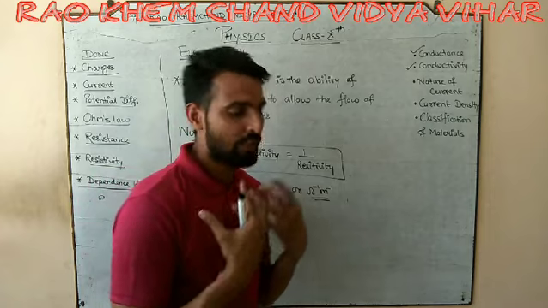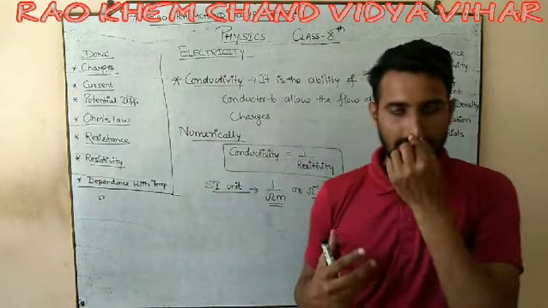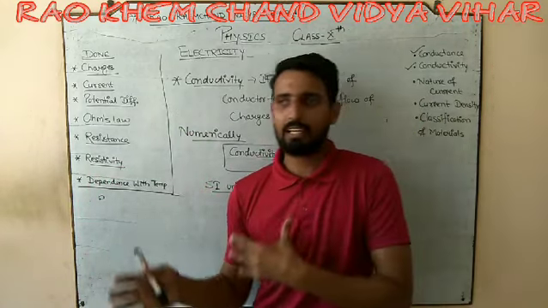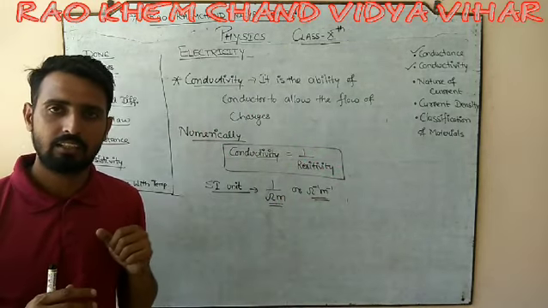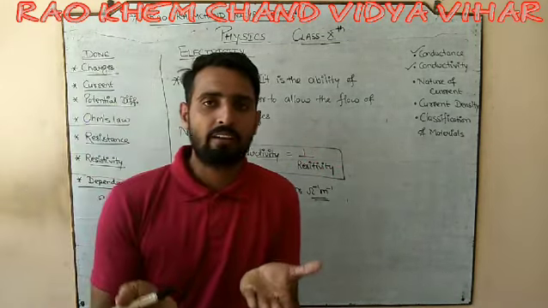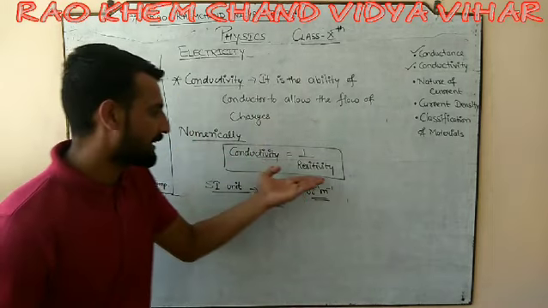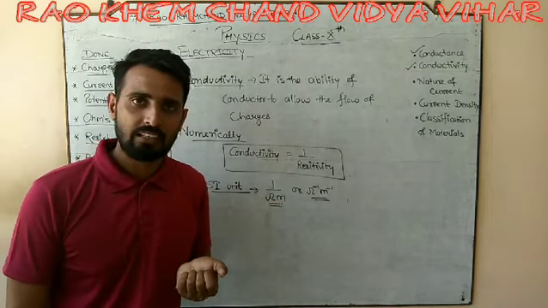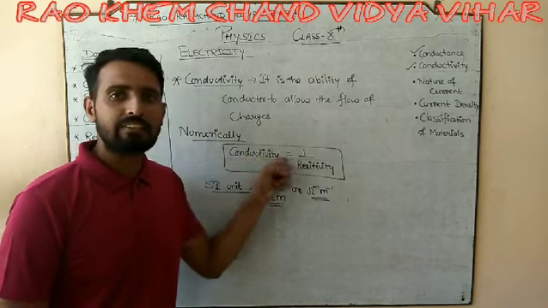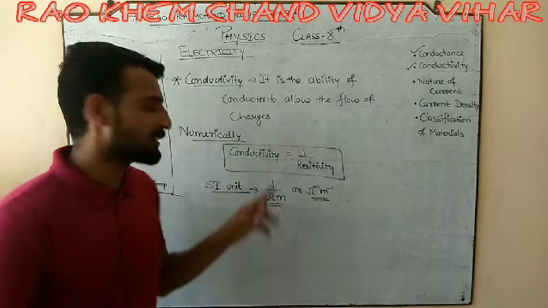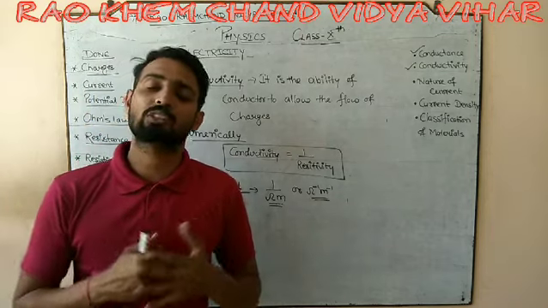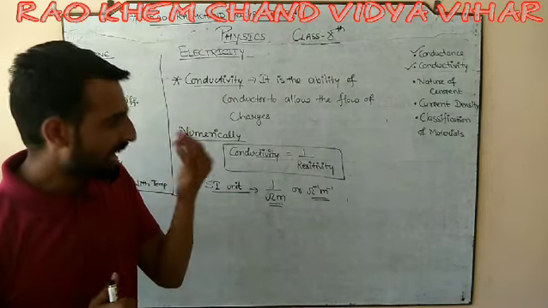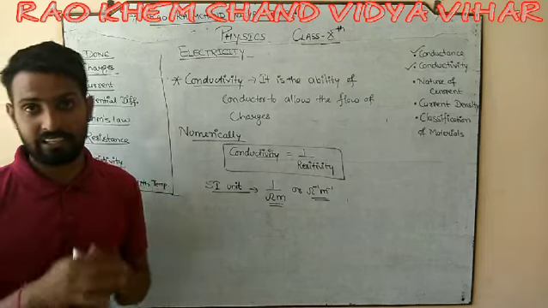You should hear, because you have heard this, that this material has good conductivity. This material has bad conductivity. So if you have good conductivity, definitely you have low resistivity. If you have low conductivity, definitely you have high resistivity, because both are inversely proportional to each other, meaning both are reciprocal. And that will help you a lot to understand the various terms.